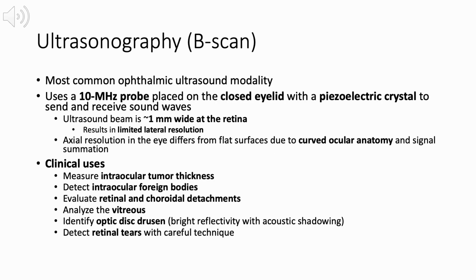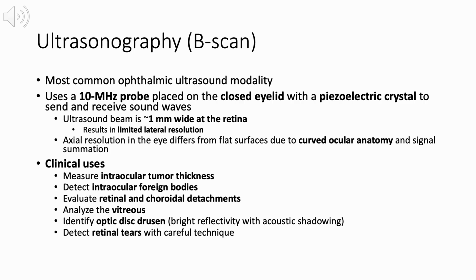When media opacity limits direct visualization, ultrasonography becomes an essential adjunct in retinal and choroidal evaluation. B-scan ultrasonography is the most commonly used ophthalmic ultrasound modality and is performed using a 10 MHz probe placed on the closed eyelid. A piezoelectric crystal within the probe generates and receives sound waves to create a two-dimensional image of intraocular structures. At the level of the retina, the ultrasound beam is approximately 1 millimeter wide, which results in limited lateral resolution.